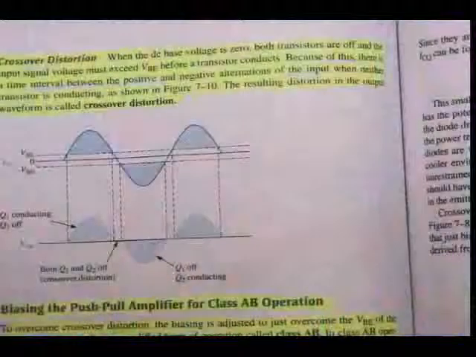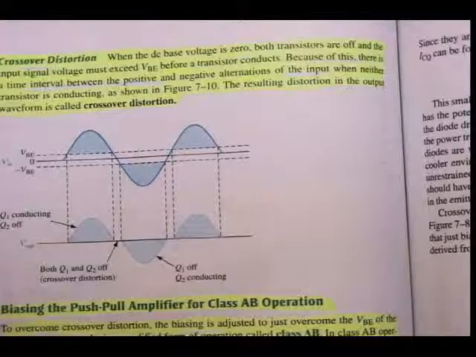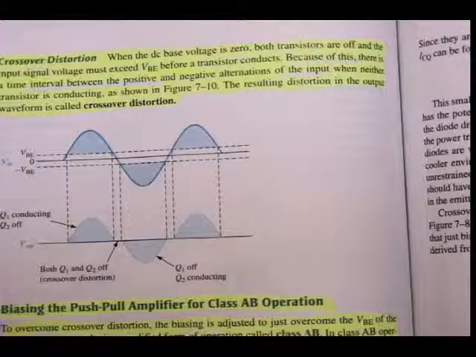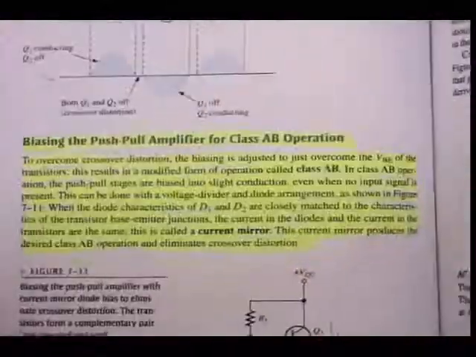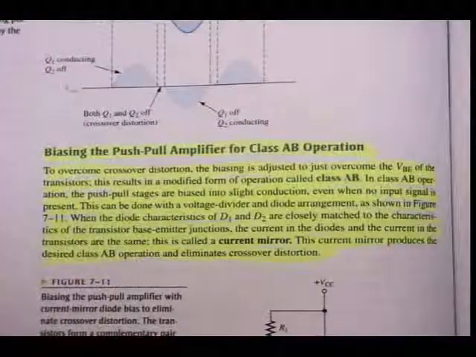On page 332, biasing the push-pull amplifier for class AB operation. Class A was biasing now. So now it's a class AB amplifier, but a push-pull amplifier because both alternations, but now I'm also doing some biasing. So how is the biasing done?